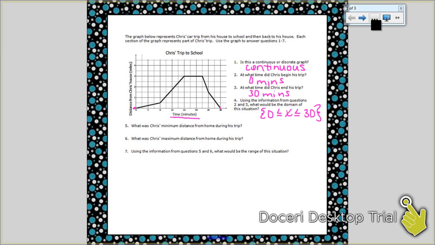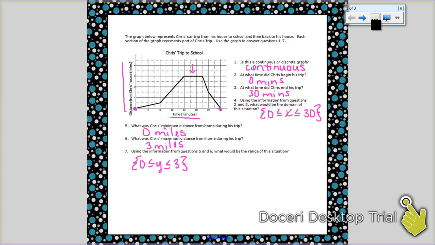So now, number 5, we want Chris's minimum distance from home during his trip. Well, that's down here at the very bottom of the graph. And the minimum distance, which is your y-axis right here, is 0 miles. He was never closer than 0 miles away. His maximum distance from home happens up here at the very top of the graph, which is at 3 miles. And so using that information, the range of this situation would be from 0 to 3 miles away.